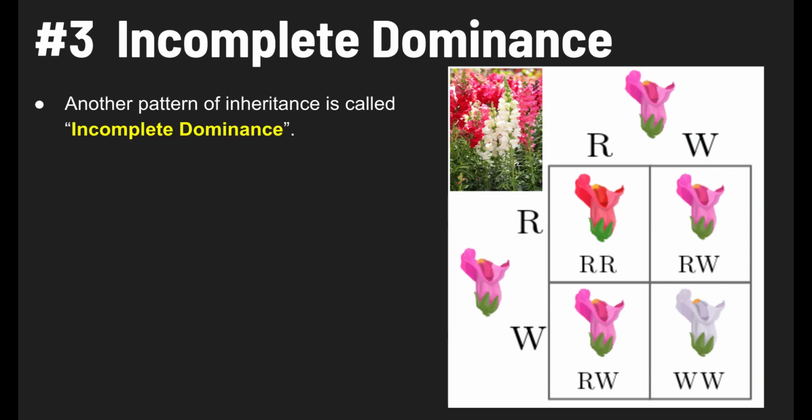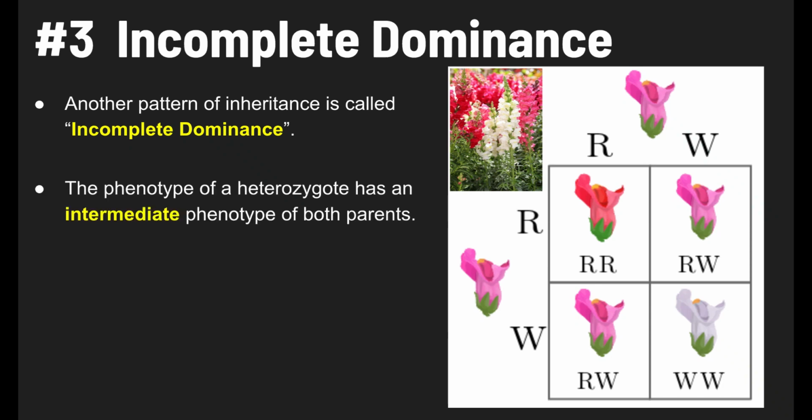A third pattern of inheritance is called incomplete dominance. We already talked about complete dominance. And with incomplete dominance, the phenotype of a heterozygote has an intermediate phenotype of both parents. And when I say intermediate, I mean these 2 things have been blended into one new thing. So these 2 traits have been blended together to make this one new trait.